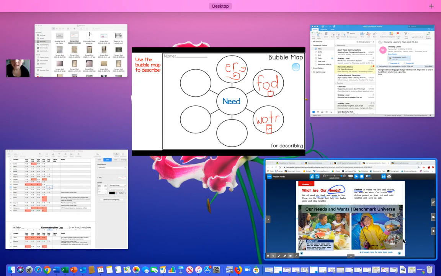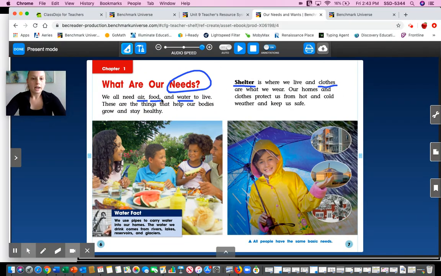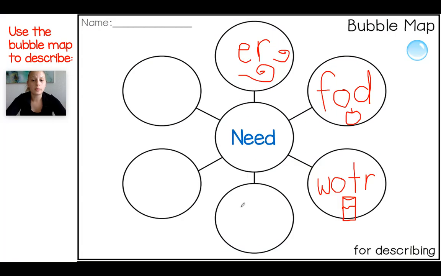Okay. Let's find something else that we need. Air, food, water. S and H together make the sh sound. Shelter. Shelter, like a home, right? All right, so Miss Polina just told you S and H make the sh sound. So I'm going to put S and H since I told you that. Sh, L, shelt, shelt, R. Shelter.